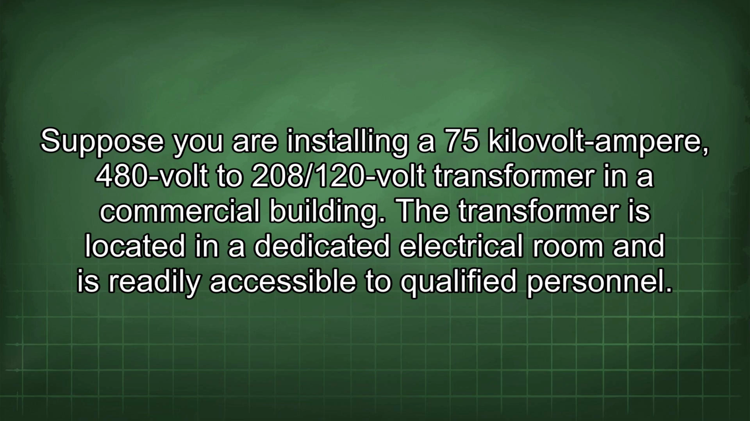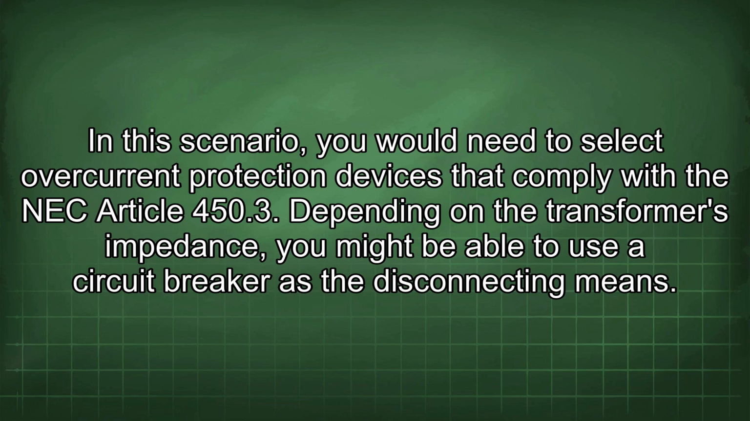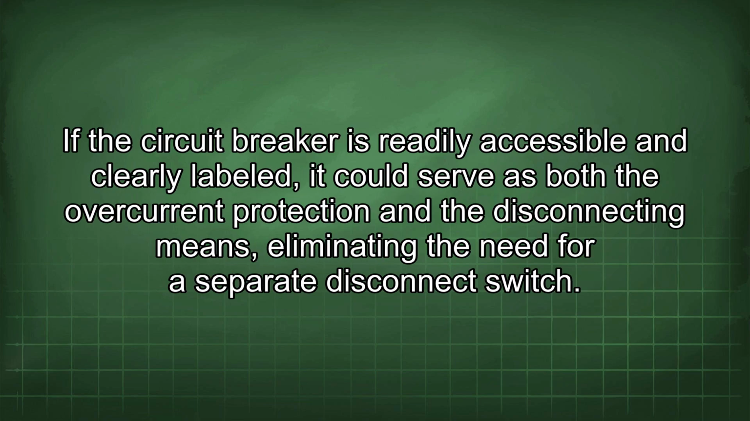Suppose you are installing a 75 kVA, 480 volt to 208/120 volt transformer in a commercial building. The transformer is located in a dedicated electrical room and is readily accessible to qualified personnel. In this scenario, you would need to select overcurrent protection devices that comply with the NEC Article 450.3. Depending on the transformer's impedance, you might be able to use a circuit breaker as the disconnecting means. If the circuit breaker is readily accessible and clearly labeled, it could serve as both the overcurrent protection and the disconnecting means, eliminating the need for a separate disconnect switch.